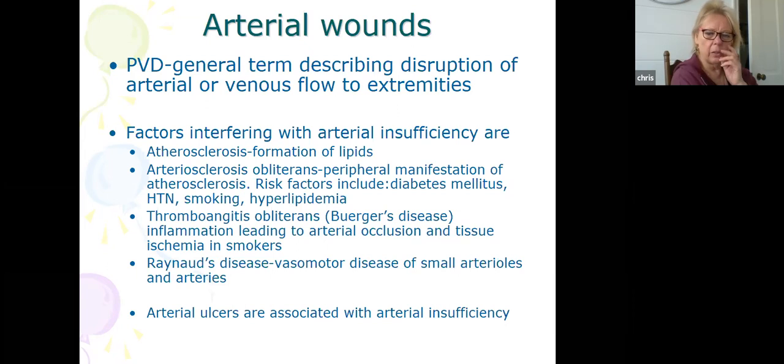Thromboangiitis obliterans is known as Buerger's disease, and that's an inflammation which causes arterial occlusion, especially in the fingers and the toes, due to ischemia, and it happens with smokers. So it's due to a decreased amount of oxygen.